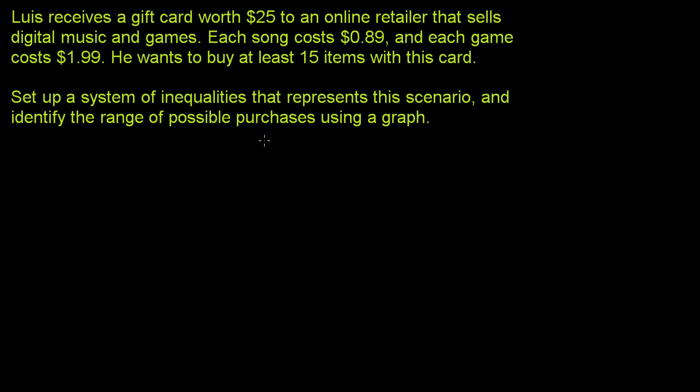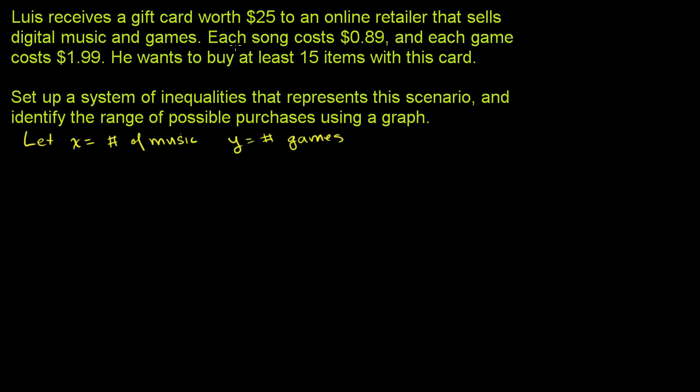So let's see if we can do this. He's going to buy some amount of games and some amount of music. So let's make those our two variables. Let x equal the number of music, or the amount of music, and let y equal the amount of games, or the number of game units, or whatever you want to call it, number of games.